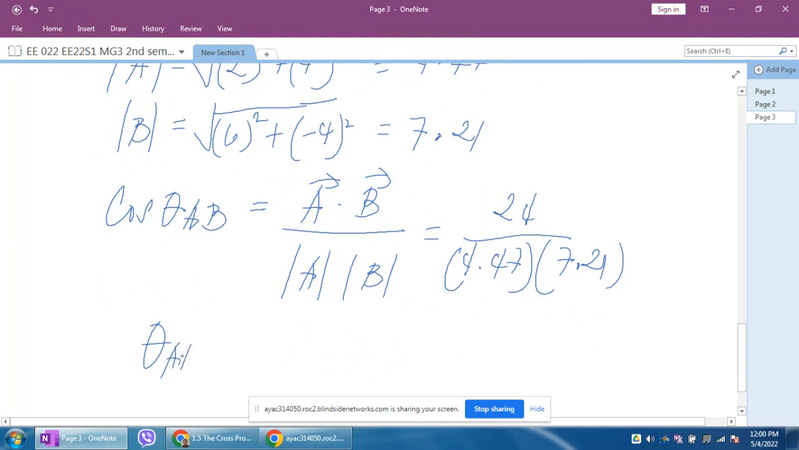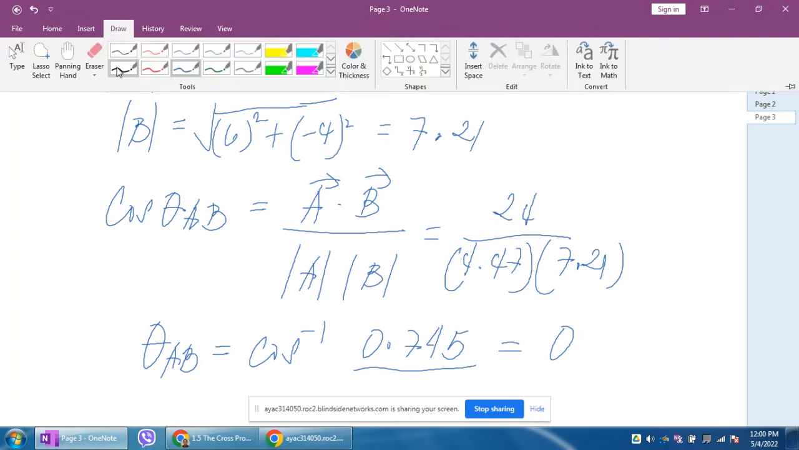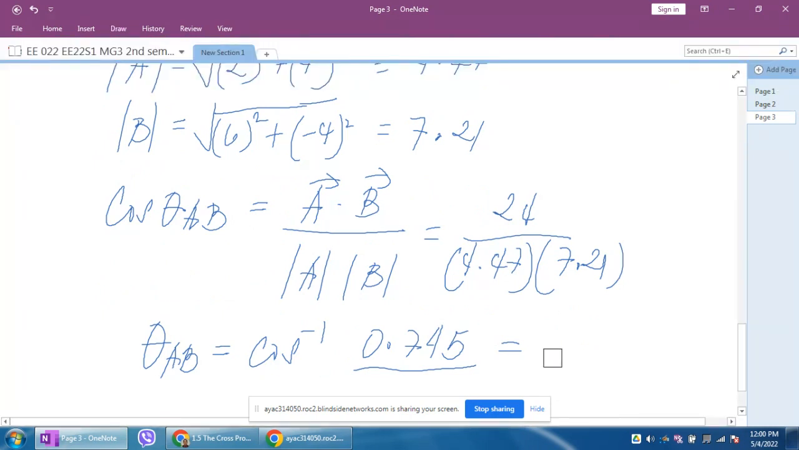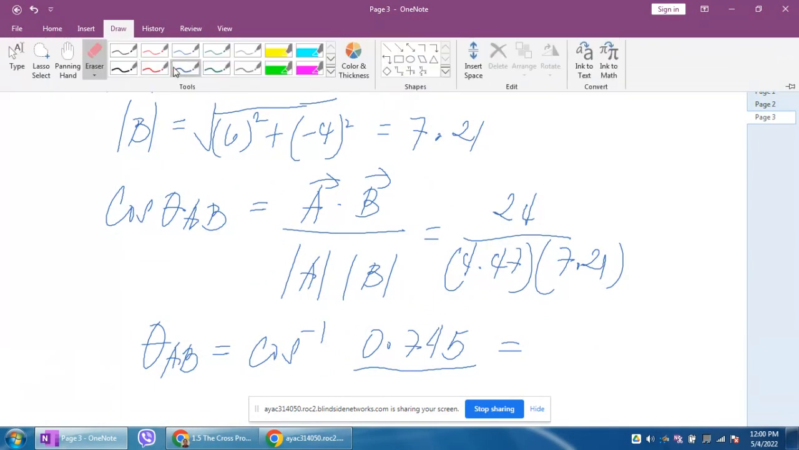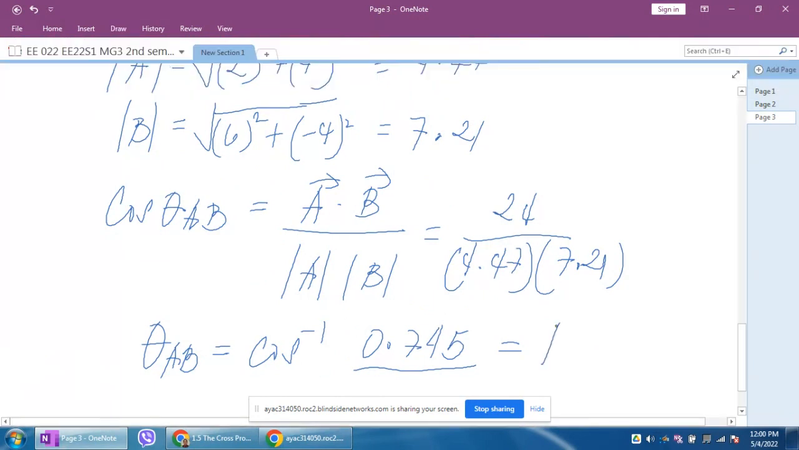O, sige, paki-simplify nga po ito. Theta AB is inverse cosine of whatever is the value here. Ano po ba yung value dito? This is 0.745. And get the angle. This will give you a value of theta equal to, please check, 41.87 degrees. Tama po ba ang nakuha ninyo?